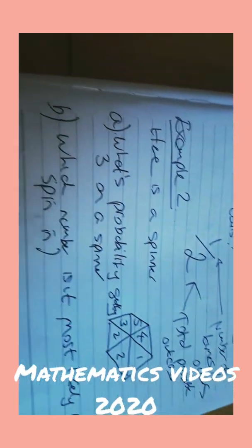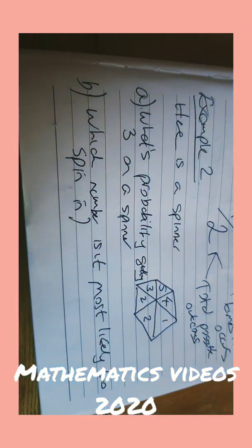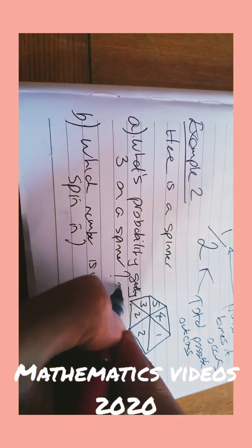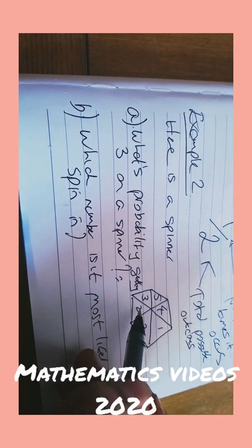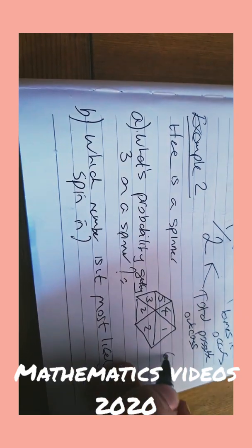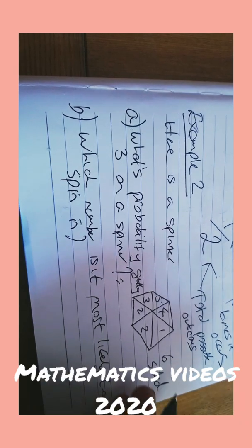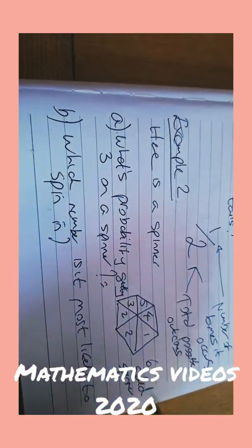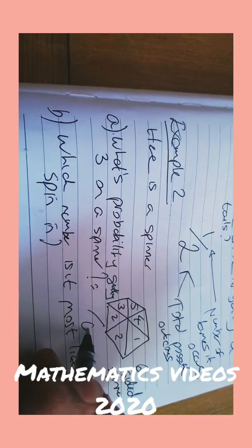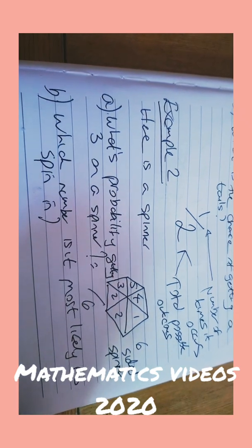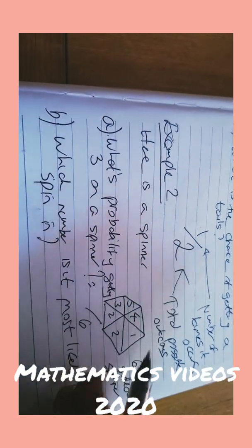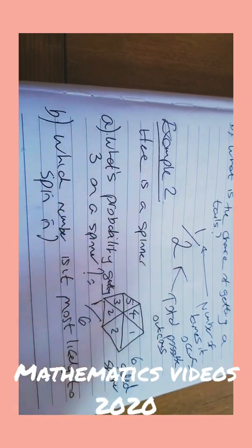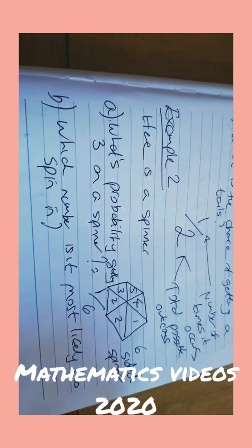Right, we've got more examples to go through. Example 2 is a spinner. What is the probability of getting a 3 on the spinner? We've got 1, 2, 3, 4, 5, 6, so it's a 6-sided spinner. There are 6 possible outcomes, so it's going to be out of 6, because that's the total number of possible outcomes. Getting the 3, there's only one 3 on there, so it's 1 out of 6.